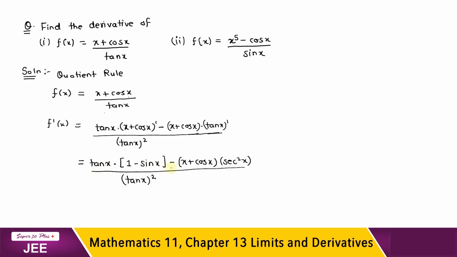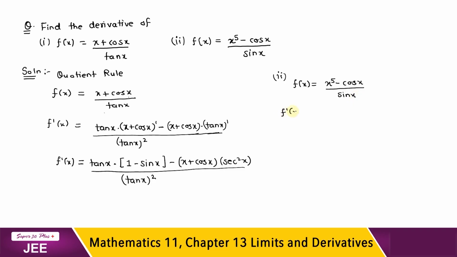Now we can simplify it even a bit further if it is required or if it is in the demand of the question. But for now we can leave it till here. So this is going to be the f dash x. Now the second question is also based on the quotient rule. Why? Because here also we have been given the function f of x as a quotient of two functions, g of x and h of x. So let's see the solution part.